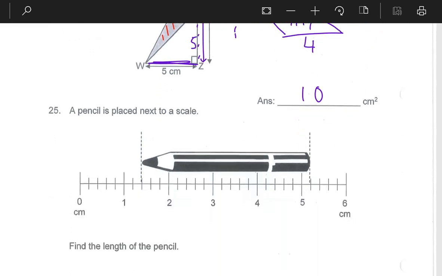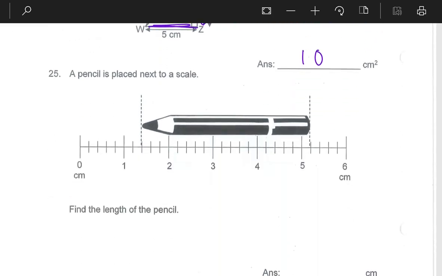Okay, now question 25. A pencil. Some of you are very confused with the scale. Now, imagine the scale is a very easy number. Example, this is 2 and this is 5. What is the length of the pencil? You will take the bigger number minus the smaller number to give you the difference, which is the length of the pencil. Right? So the big number minus the small number.